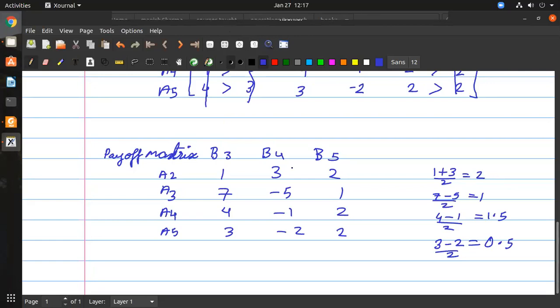Unfortunately, we'll stop here. We'll start from this same point in the next class. I hope up to this point, everybody is clear. Okay, we'll start from this point.